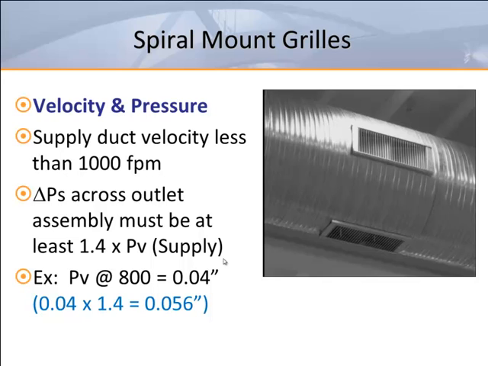So, if the static pressure loss of the outlet assembly is less than 0.056 inches, the outlet will become an inlet, and room air will be induced into the duct instead of discharging conditioned air into the space.